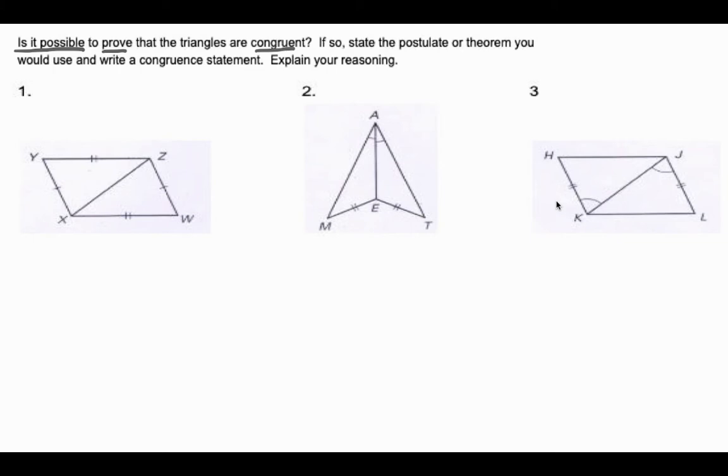For the ones that we answer yes, we have to state the postulate or theorem that we would use, and we're going to write a congruent statement. For the explain your reasoning, anything that I identify that's not already marked will be my explanation of my reasoning. So when I look at this first question, I see that I have a set of single marked sides.